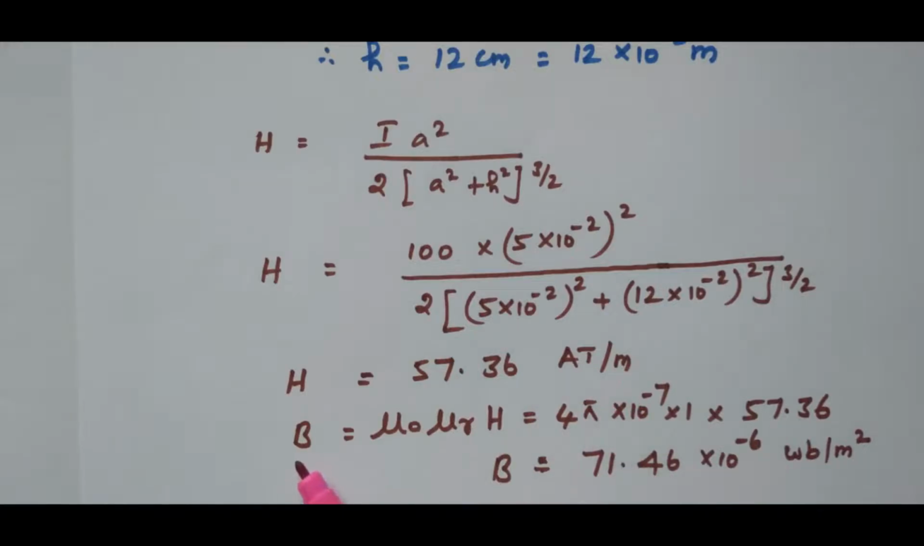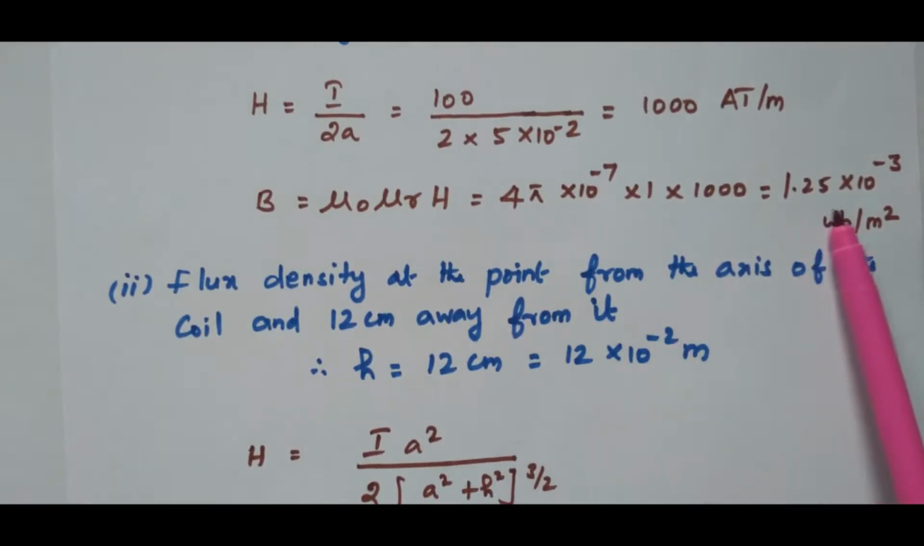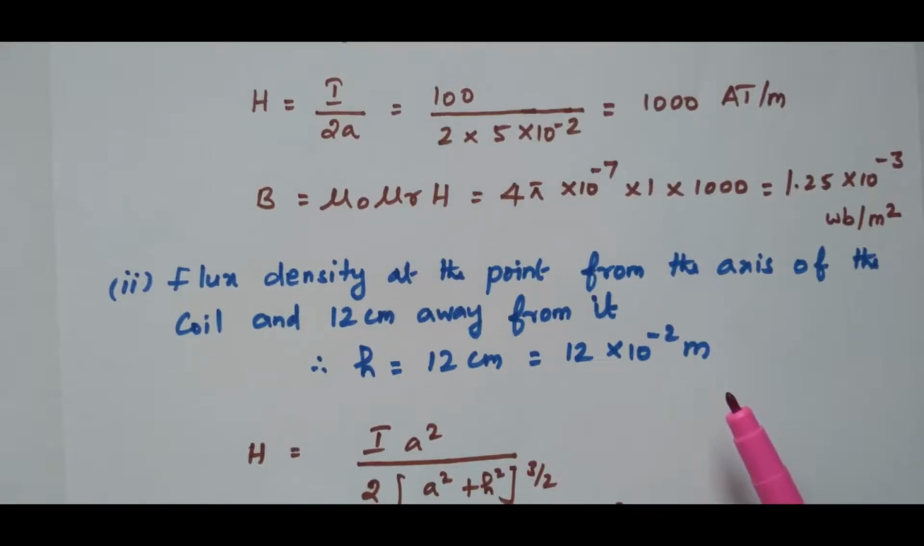From that we can find magnetic flux density, B equal to mu naught mu r into H. So mu naught is 4 pi into 10 to the power minus 7, mu r is 1, and the magnetic field intensity we calculated is 57.36. So by simplifying this value, what we got? 71.46 into 10 to the power minus 6 Weber per meter square. So this is due to the coil at 12 centimeter height, right? So this one is at the center of the coil, right? We have two divisions, center of the coil and a height of 12 centimeter.